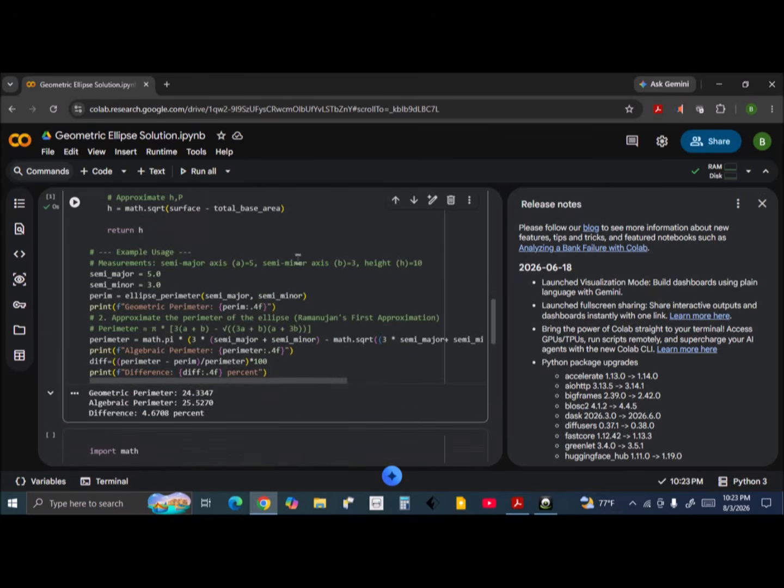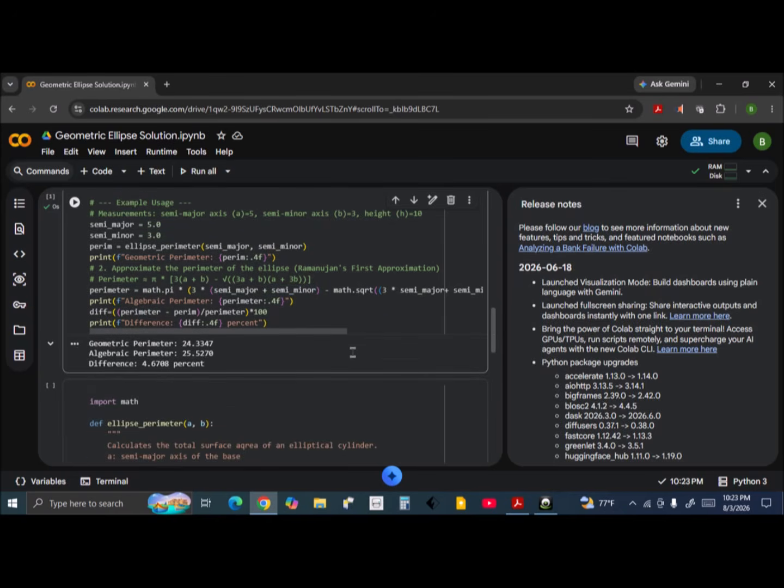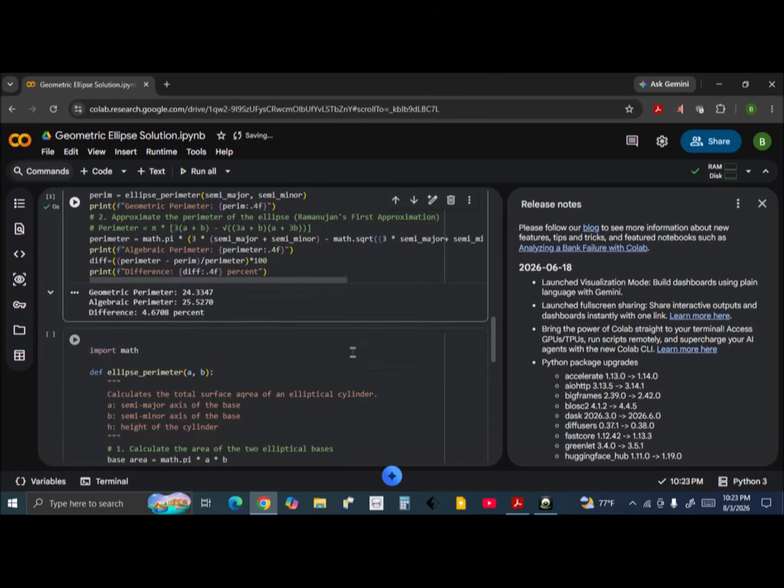And we get the value for my geometric perimeter was 24.3347. Ramanujan's algebraic perimeter 25.5270, and that's 4.6788%. So that's really close. Every time I come in under Ramanujan's values.